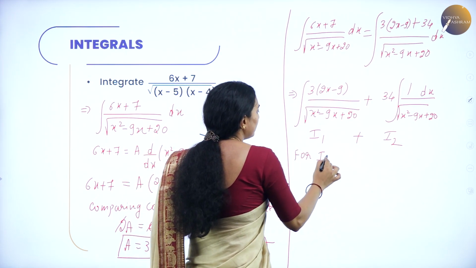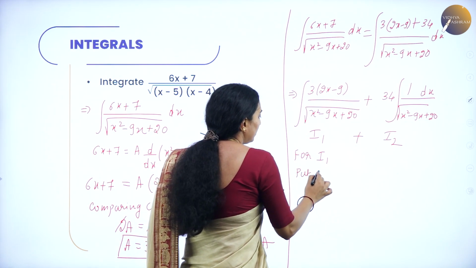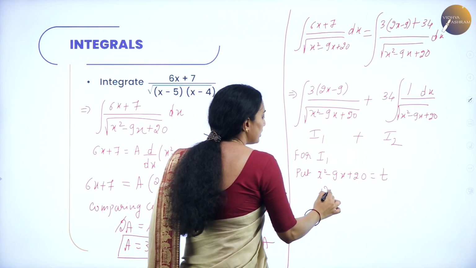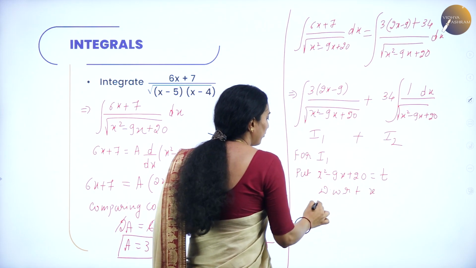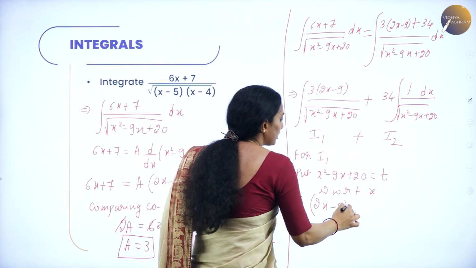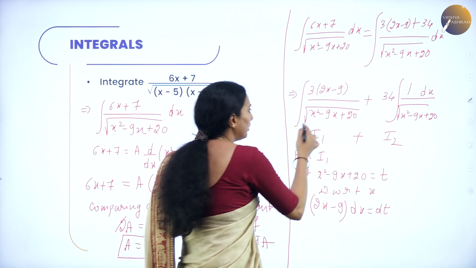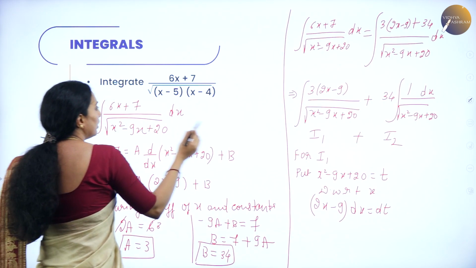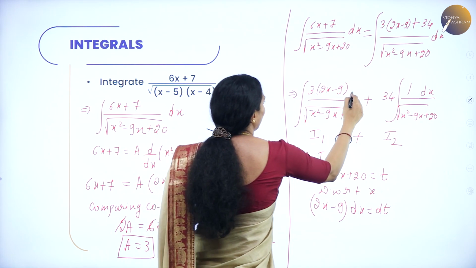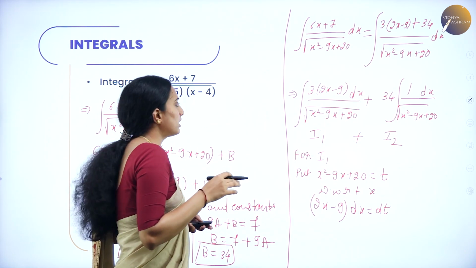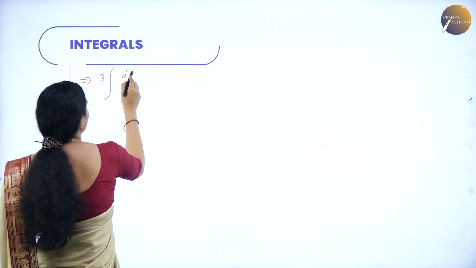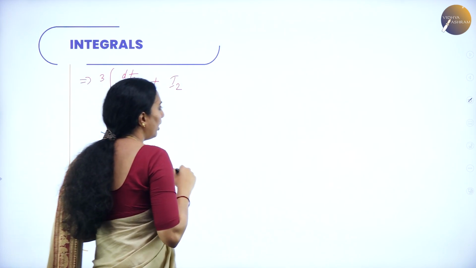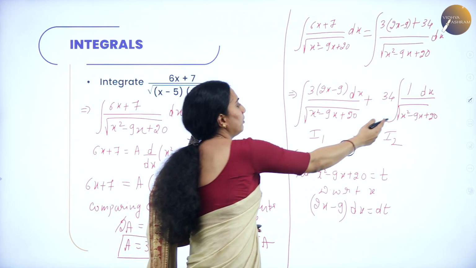For I1, I put x squared minus 9x plus 20 is equal to t. Now differentiate this with respect to x. So 2x minus 9 into dx is equal to dt. Substituting in I1, 3 will be outside, and 2x minus 9 into dx, sorry, I forgot to write dx, dx should be there here, is nothing but dt divided by under the root t. So plus I2, right?